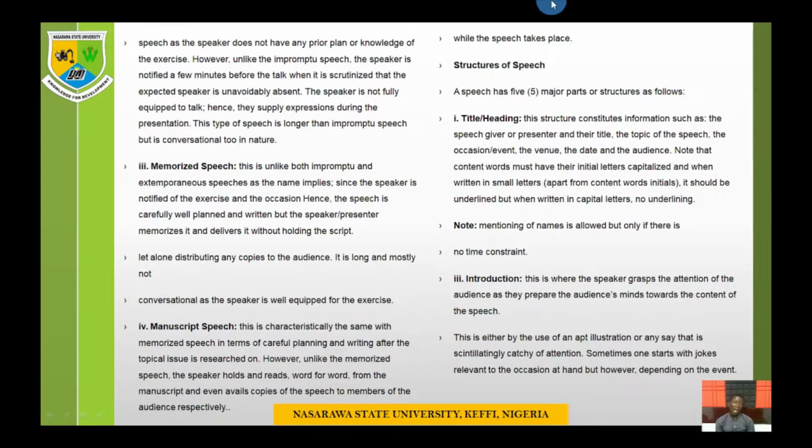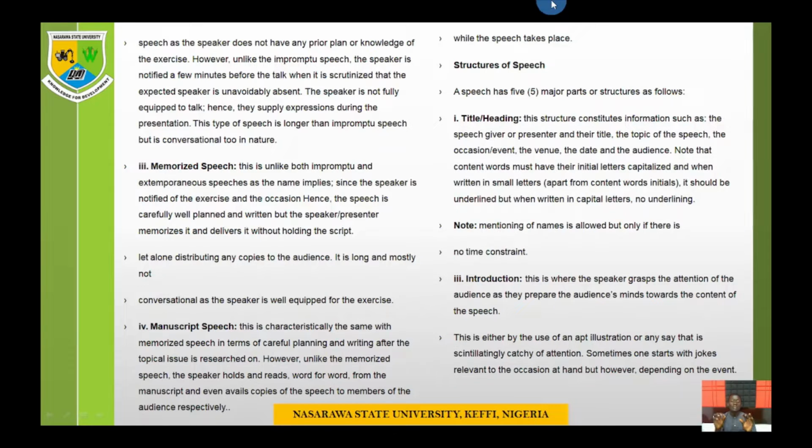The last one, which is the backdrop of the aim of this course, is manuscript speech. From the name manuscript, this is characteristically the same as memorized speech in terms of careful planning and writing after the topic or the topical issue is researched. However, unlike memorized speech, the speaker holds and reads the manuscript. Okay, the manuscript can be dropped on top of the podium where the presenter or the person delivering the speech stands, so that they read what they have planned and written.